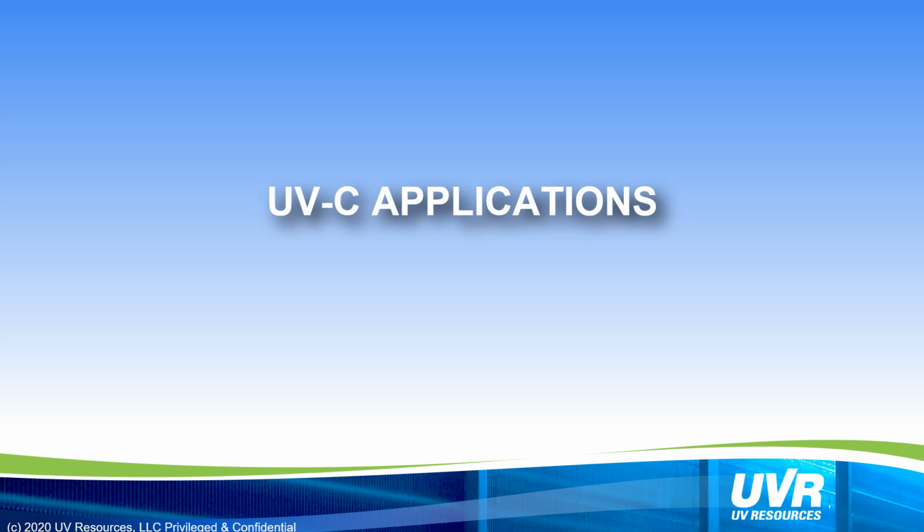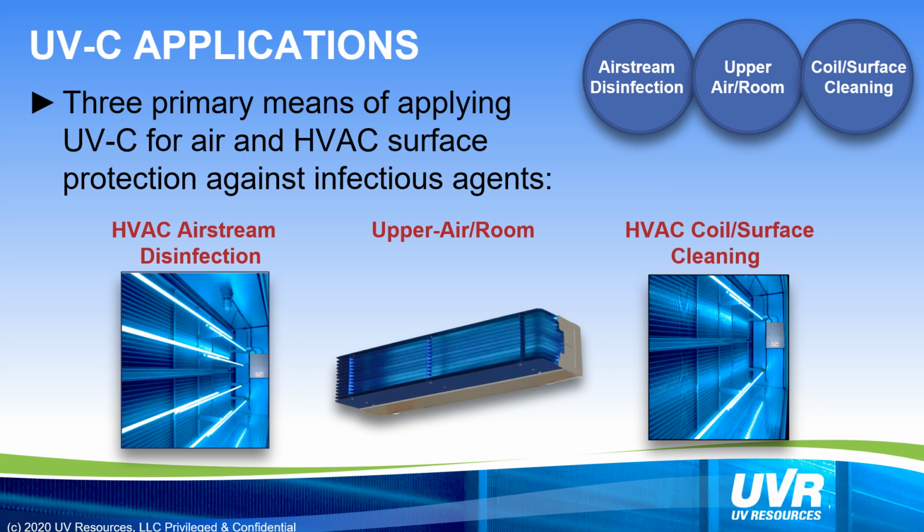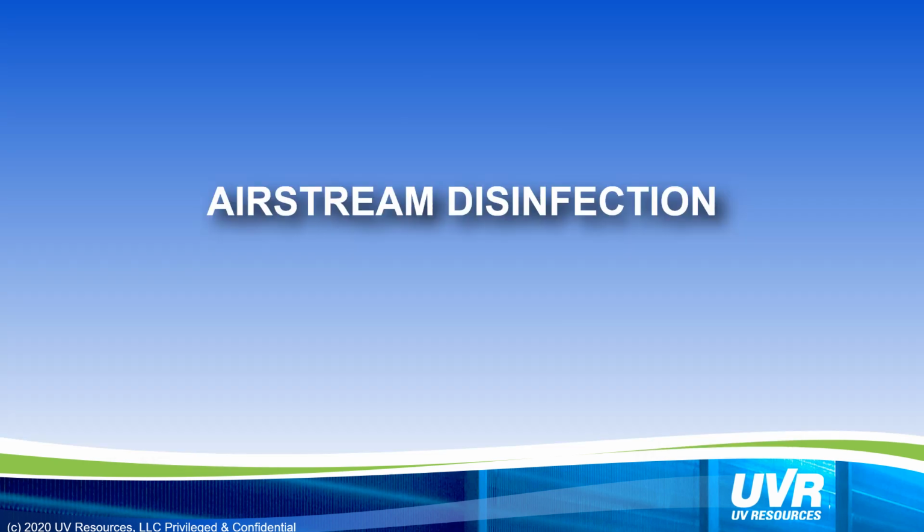Let's now look at applications of ultraviolet lights for our building. The UVC applications we'll be reviewing today will be three primary ones: HVAC air disinfection, upper air or upper room germicidal lights, and HVAC coil and surface cleaning. So we'll cover all three of these today. Let's first look at airstream disinfection.